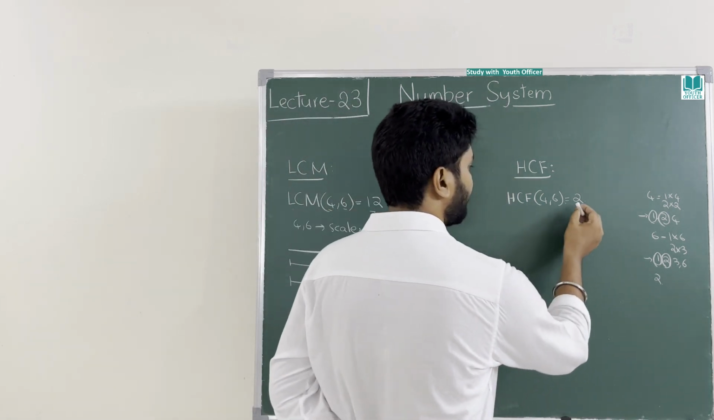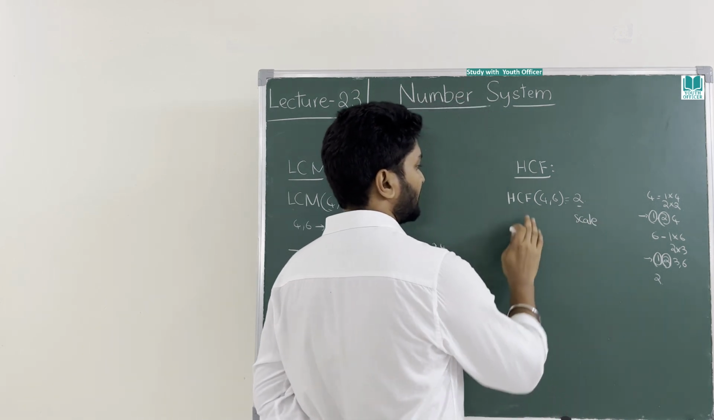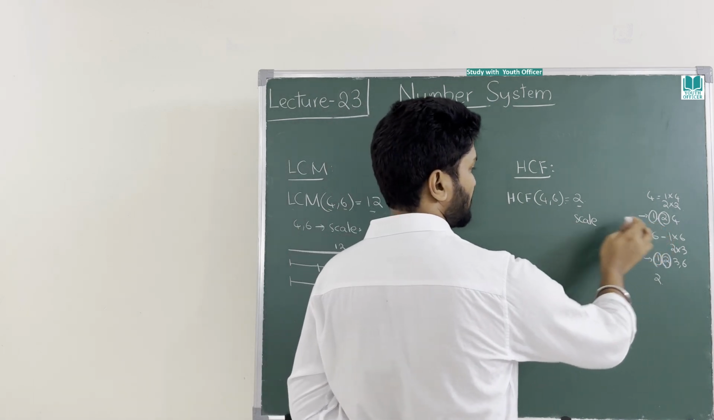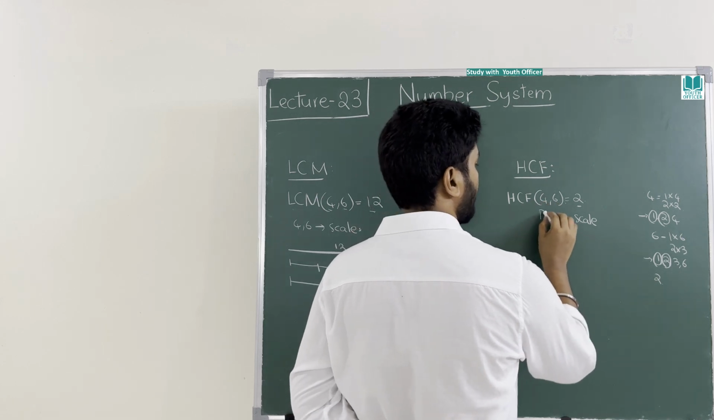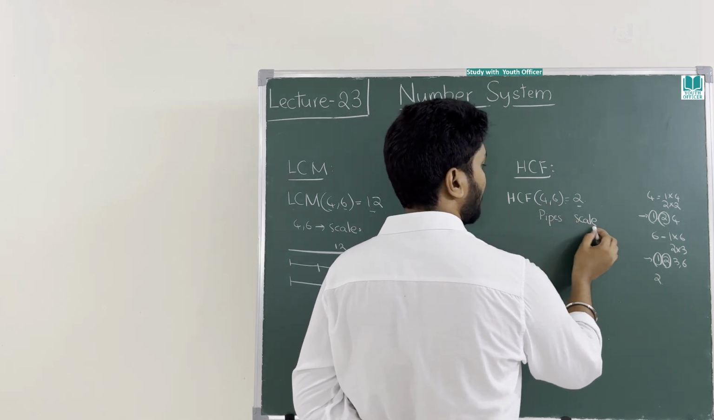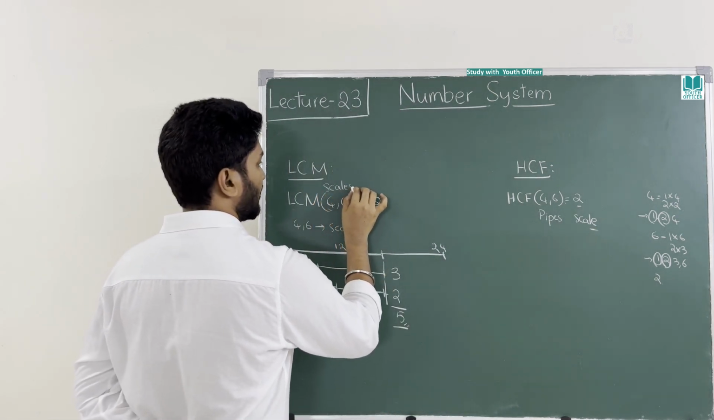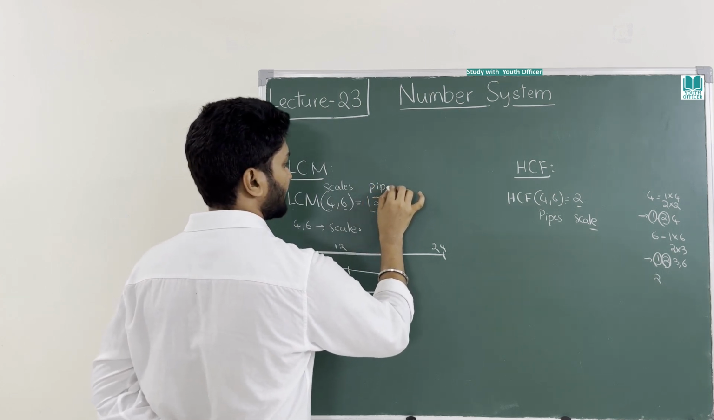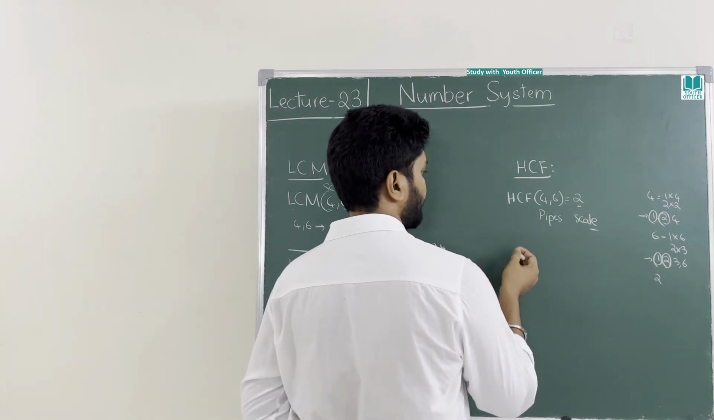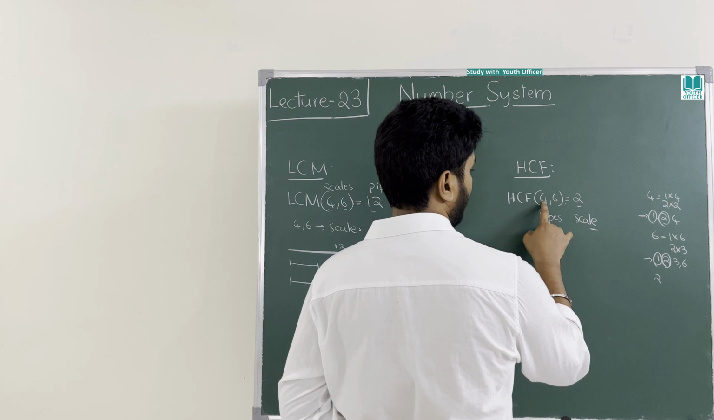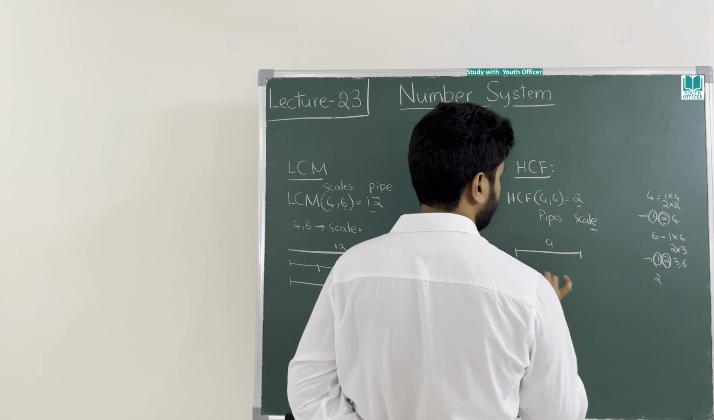HCF, you need to find a scale. There are common scales. 1 is a common scale, 2 is a common scale which can measure both pipes here. Pipes will be given and you have to find a scale. Here scales will be given, you have to find the minimum pipe length. Okay. Now these are the pipes 4 and 6.